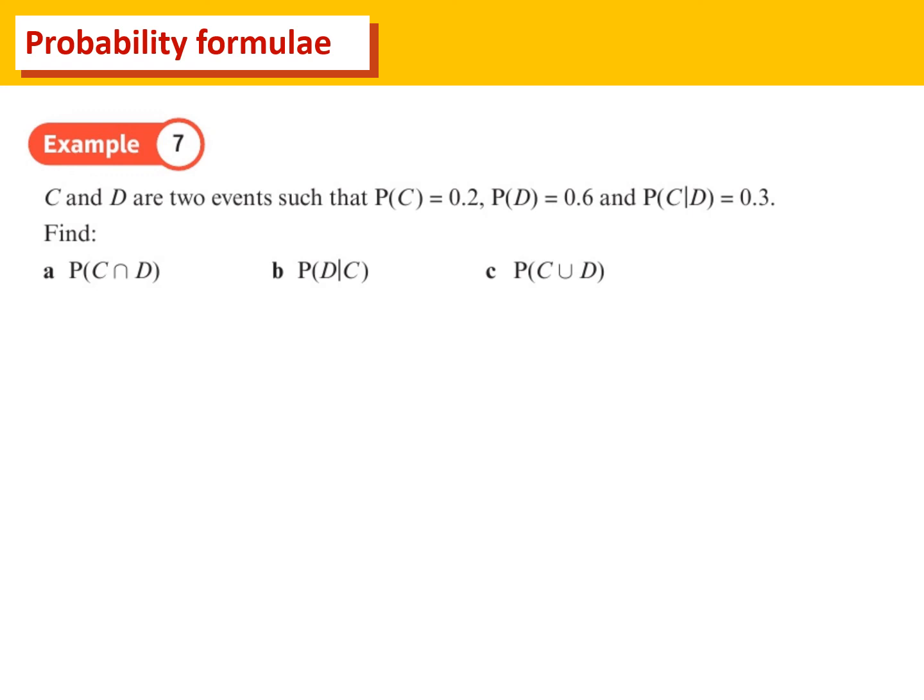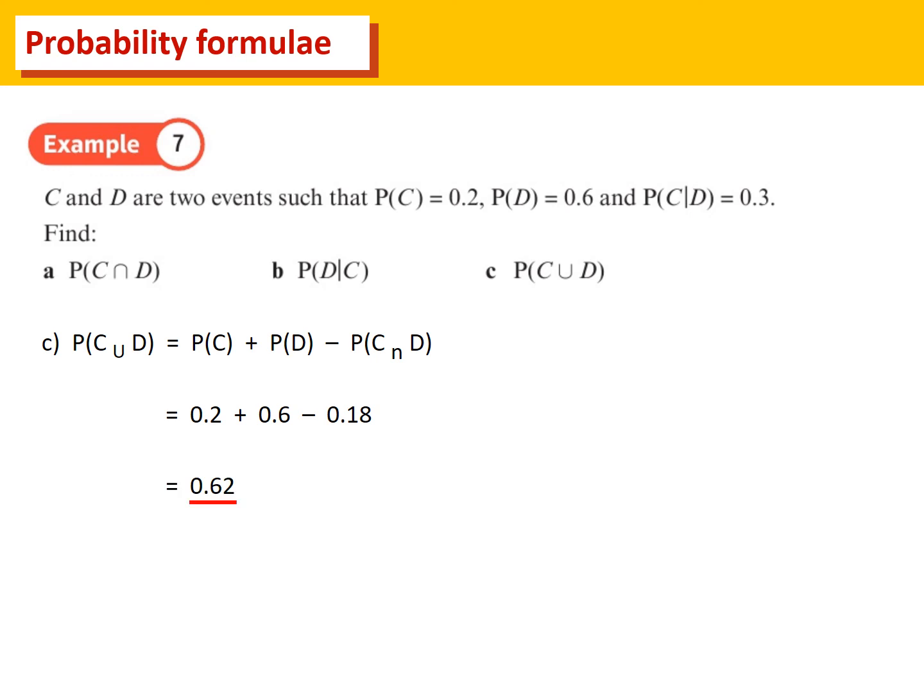Finish off with part C. The probability of C or D is the probability of C plus the probability of D minus the probability of the intersection. That's the important result that we need to learn. So that's 0.2 plus 0.6 subtract 0.18, and that's 0.62.